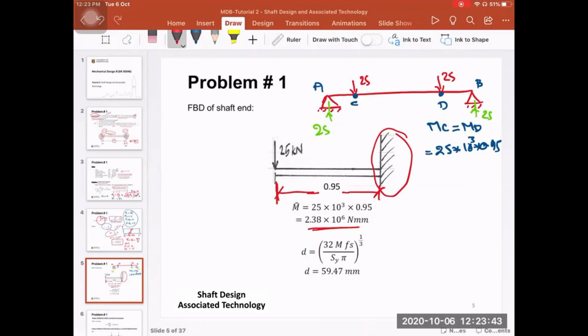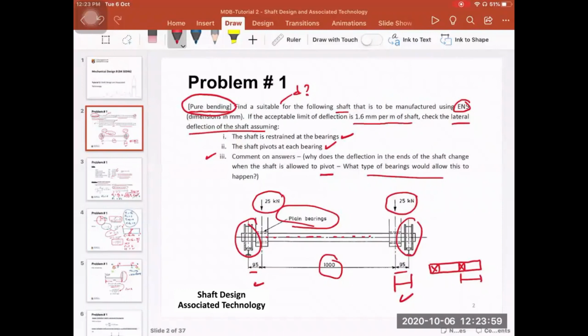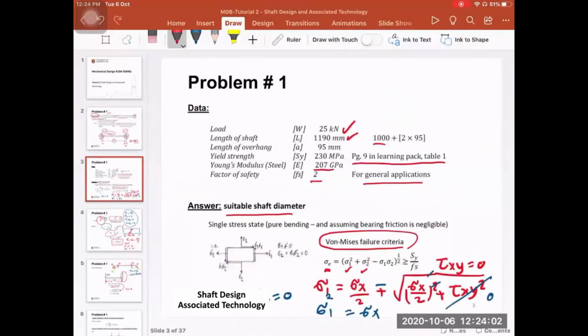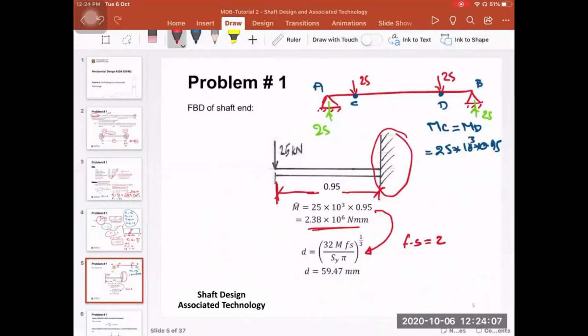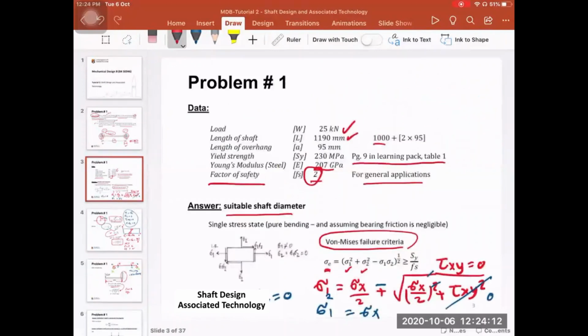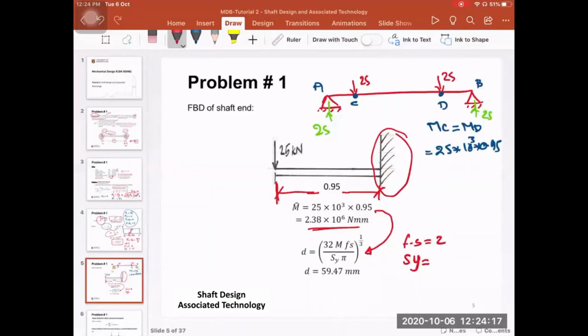So we have the maximum bending moment. What we can do now, we can take this maximum bending moment, then substitute into this equation. Then, as I said, the factor of safety for general applications is 2. Let me just check here. You see here, the factor of safety for general applications is 2. Then the S yield, again, going back to the data here, you will see that the S yield is 230 megapascal.